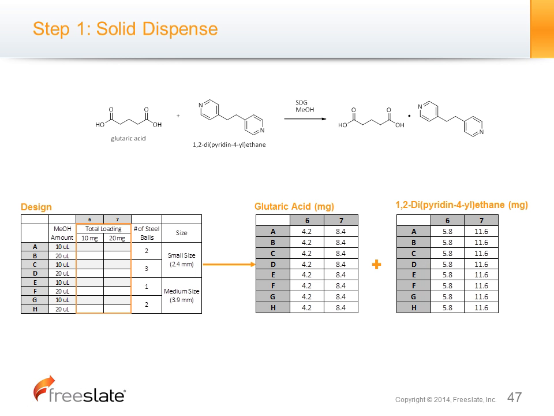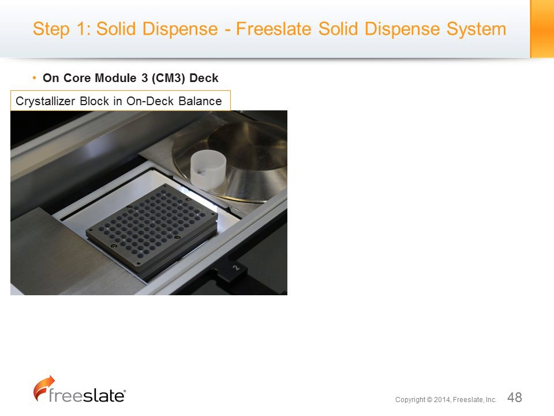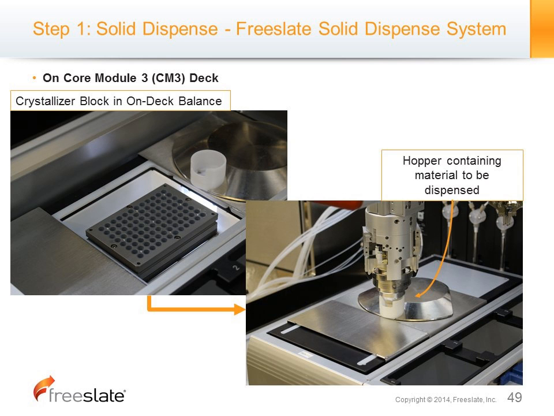So now, after we get all the equipment and individual blocks ready, we're going to do our experiment. The first thing we want to do is the solid dispense. This is a dispense map for both coformers. Here is a balance on our CM3 deck, and you put the crystallizer block within the balance. After you put it in there, you can do the dispense.